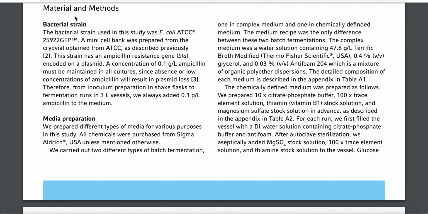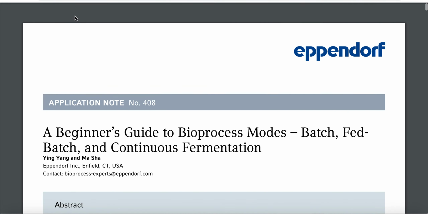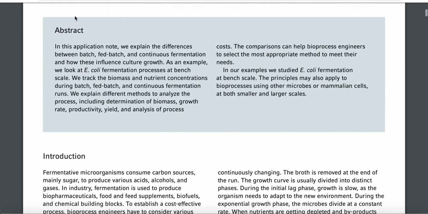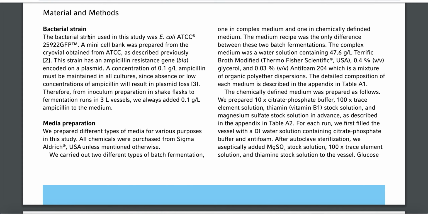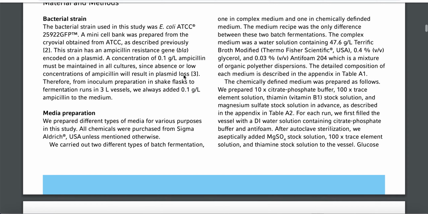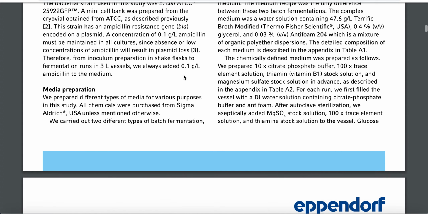This is the second part of a video on batch, fed batch, and continuous fermentation. This is the bacterial strain, and they talk about E. coli, ATCC, and then they also talk about an ampicillin concentration of 0.1 grams per liter. And then they talk about media preparation.